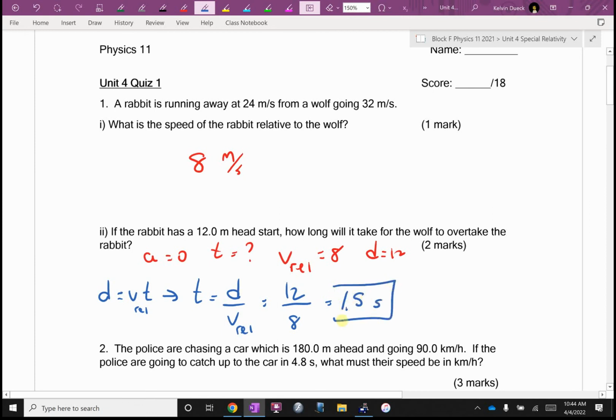If you got 1.5 seconds, I would give you 2 out of 2. Otherwise, I would give you a half mark if you found and used VREL, a half mark for that, and a half mark for the answer. And as always, correct units and all that stuff.